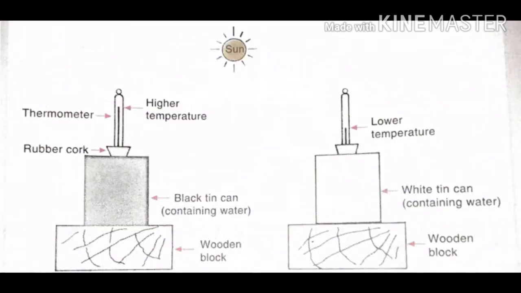For this activity, we take a black tin can and a white tin can of the same size. These tin cans are placed on wooden blocks separately and kept in a shady place inside a room. Both the tin cans are filled with the same hot water.